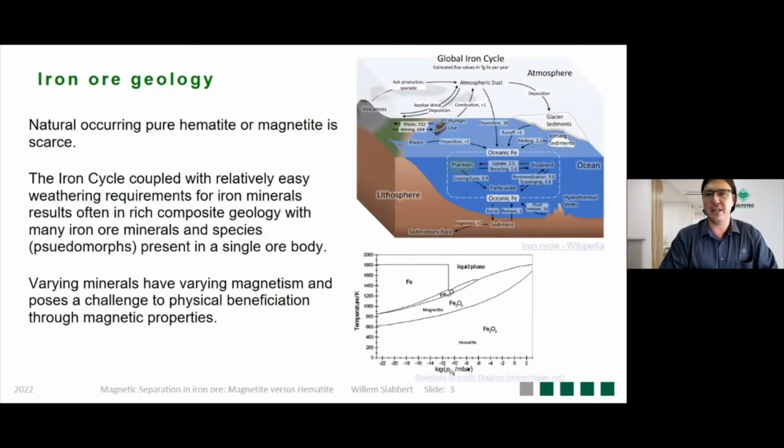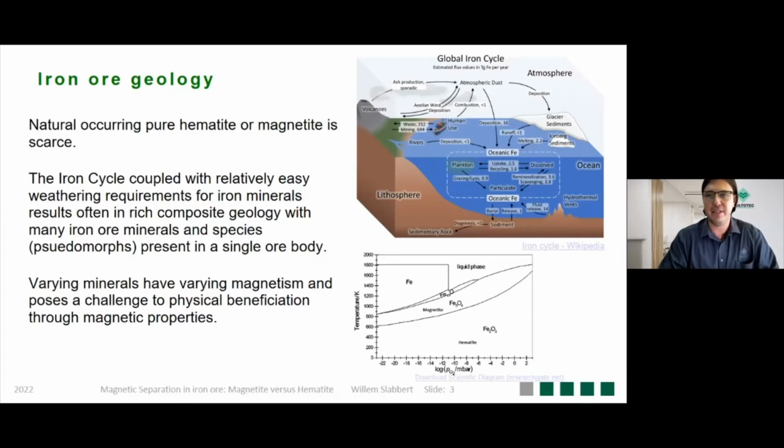A bit on geology. Naturally occurring pure hematite or pure magnetite is absolutely scarce. The iron ore cycle indicated on the right, as well as relatively easy weathering requirements for iron ore, results in a multitude of different minerals ranging from hematite through limonite, goethite, maghemite, up to the ultimate weathered form of magnetite.